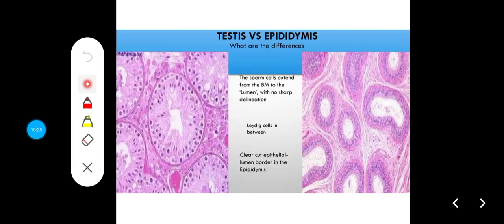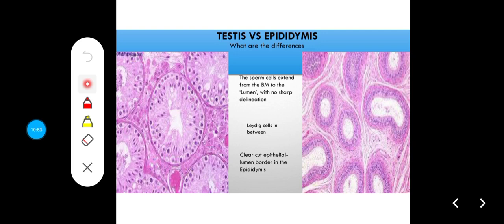Now the testis versus the epididymis. Let's read the notes. What are the differences? The sperm cells extend from the basement membrane, which is this, to the lumen with no sharp delineation. So you can't really say that this is where the layer of sperm cells ends.